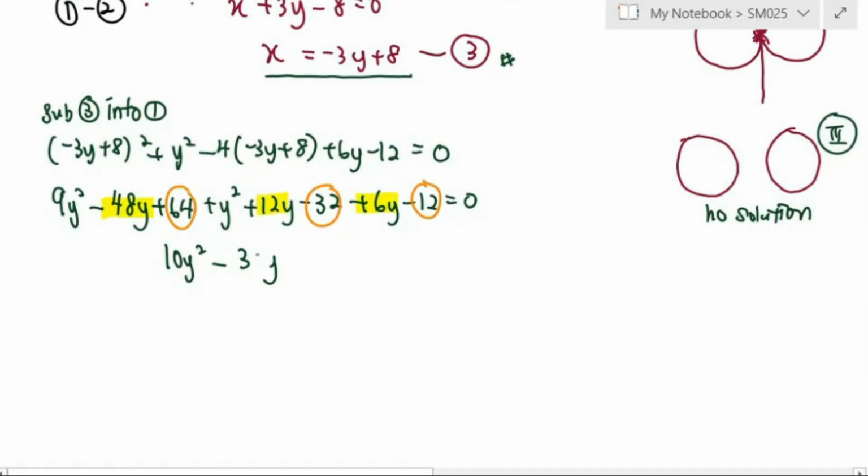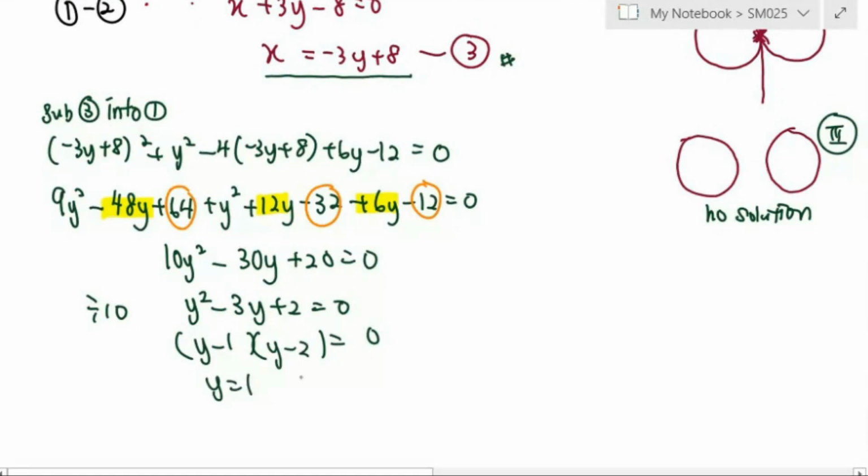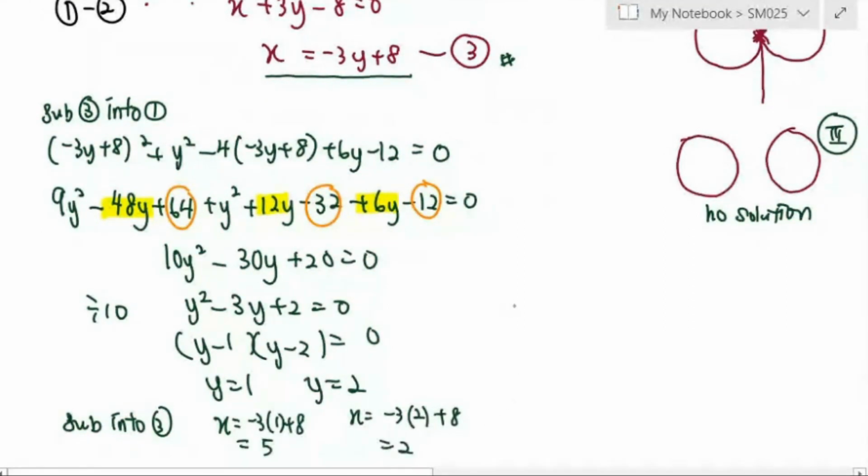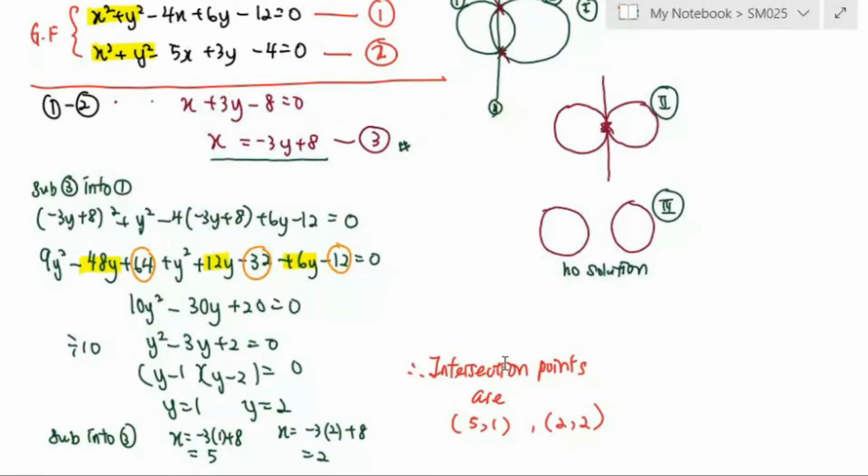Then y squared, 20. Okay, so my quadratic is very big. Simplify it by 10. So this quadratic can be solved by factorizing. I get 2 different coordinates here, which means I will have 2 intersection points. So I sub back number 3 to get the x coordinate. So therefore, bear in mind, your coordinates must be in brackets (x, y), then we call it the x coordinate.